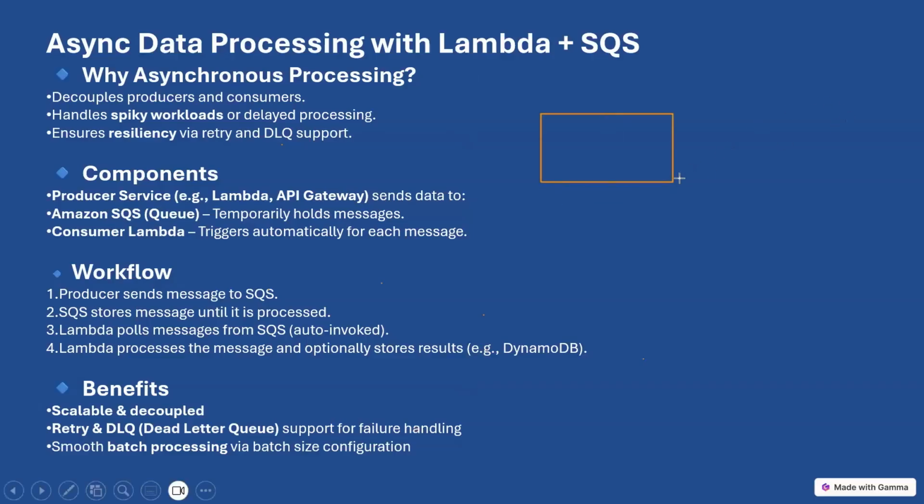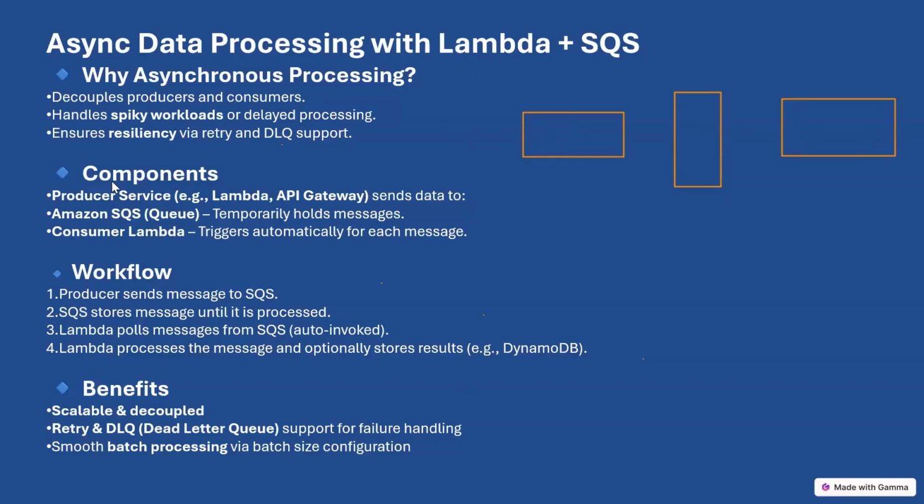System A is calling system B in async nature. How is it calling in an async way? With the help of some queue in between. So this is the queue, and they are not directly dependent on each other. Now, what is the use case in async data processing? I'll be explaining that with the help of Lambda and SQS.